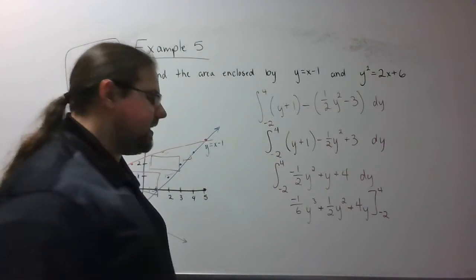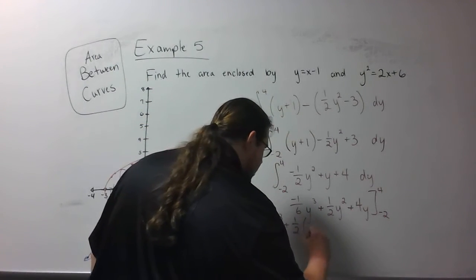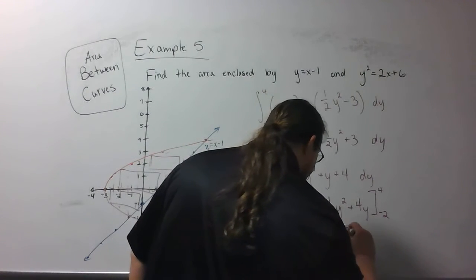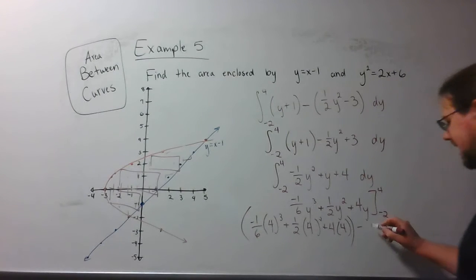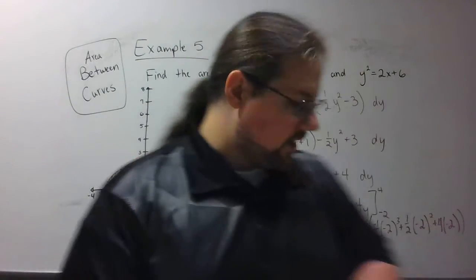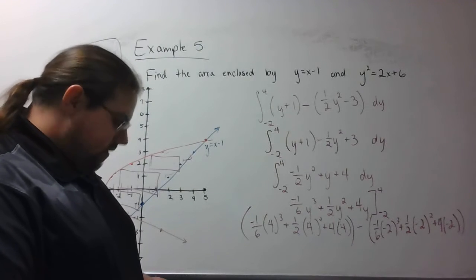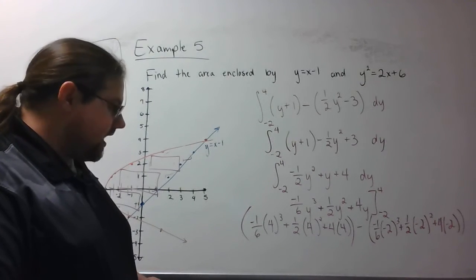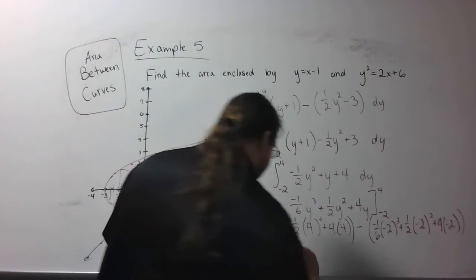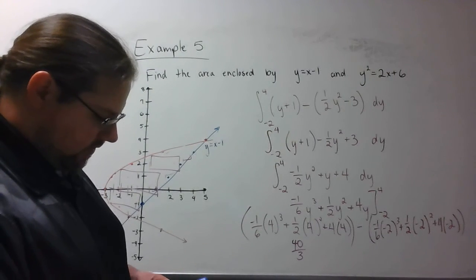So I'm ready to plug all that stuff in and get my answer. -1/6 of 4 cubed plus 1/2 of 4 squared plus 4 times 4. All of that is going to be subtracted by essentially the same kind of thing: -1/6 times -2 cubed plus 1/2 of -2 squared plus 4 times -2. And I'm going to switch over to my handy dandy calculator and go ahead and let it do the work. So -1/6 times 4 cubed plus 1/2 of 4 squared plus 4 times 4. I'm going to go ahead and say that's 40/3, just so I don't have to do so much typing. I'm going to go ahead and switch those 4's out for -2's.